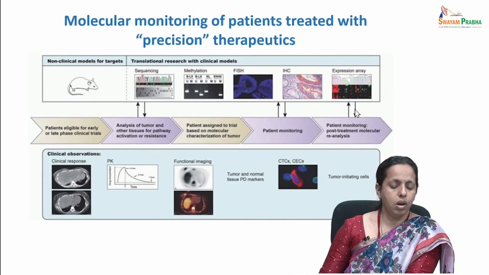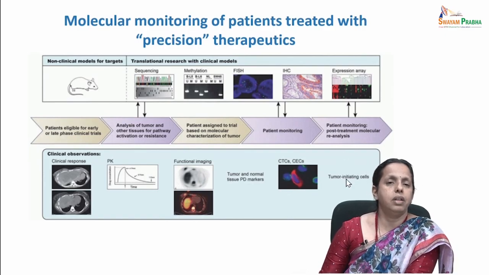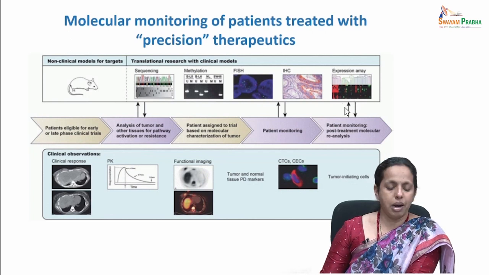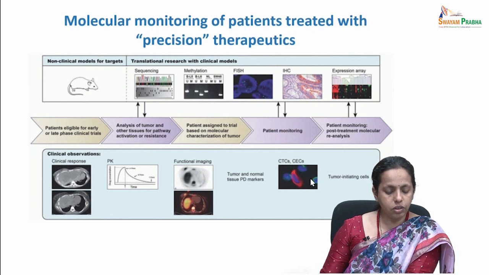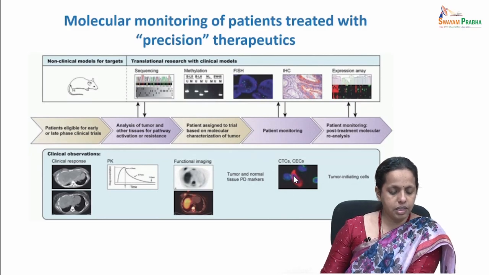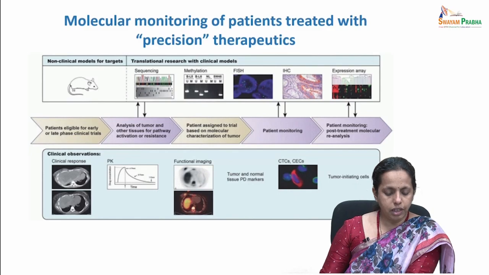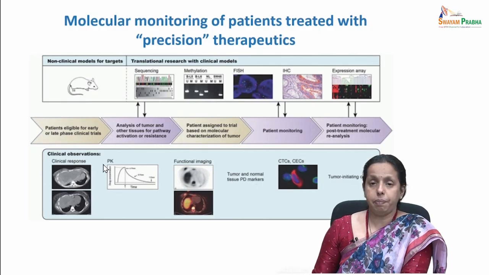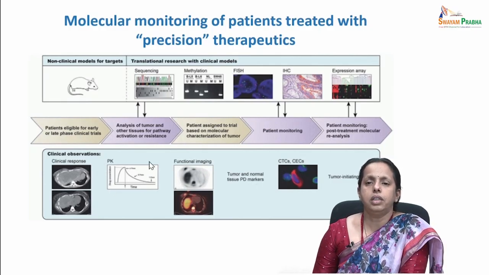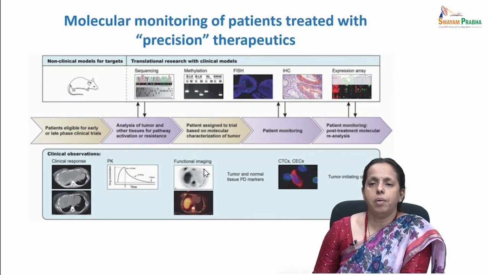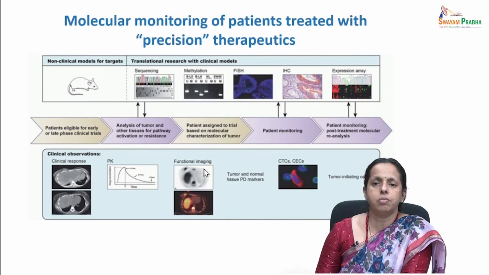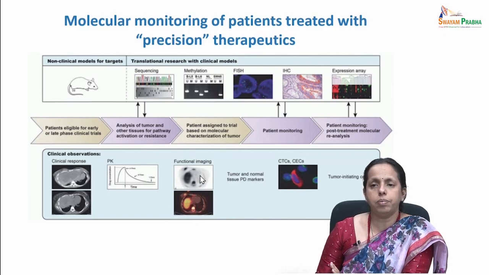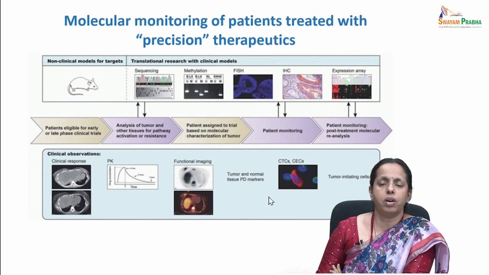For example, as I told you, if the tumor is able to overgrow the drug in the mice, it is likely it can happen in the patient also. You have real-time monitoring parameters. Then you can even see how your CTCs, CECs, all these enrichments, and tumor initiating cells can be seen. That is in the clinical observation. Repeated tissue acquisition during therapy and at the time of disease progression, correlated with clinical assessment of efficacy and toxicity, will help to understand the specific mechanisms of drug sensitivity and resistance operating in each specific individual.